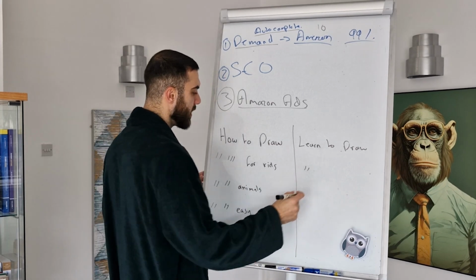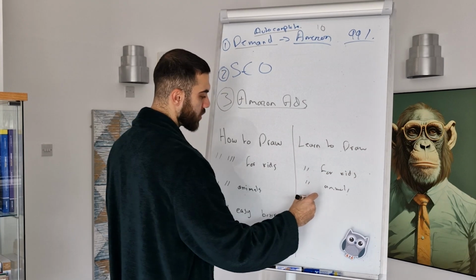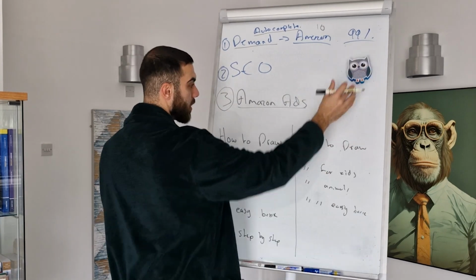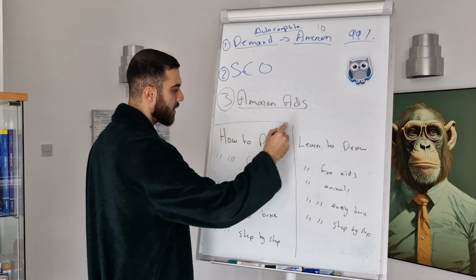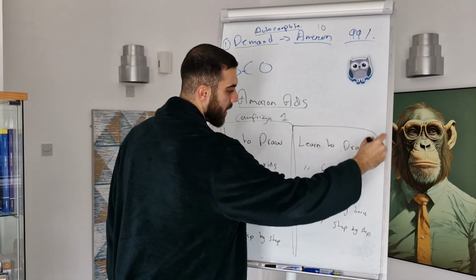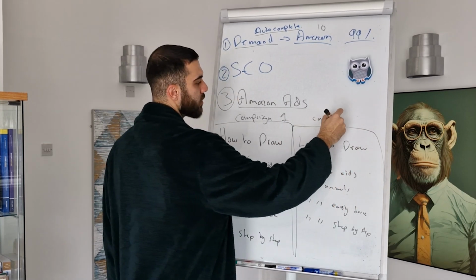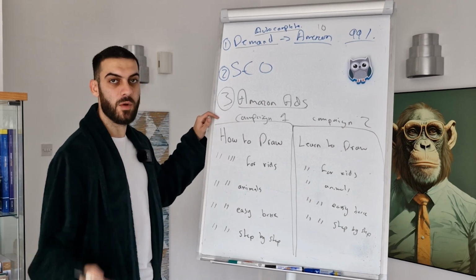Now this was the same over here. I had learn to draw for kids. I had learn to draw animals, learn to draw easy book, and then put the last one up here. Learn to draw step by step. Now here's what I did. This right here are my targets for campaign number 1. This right here are my targets for campaign number 2. Here's what I did. I took all of these keywords, put them in one campaign, one ad group.